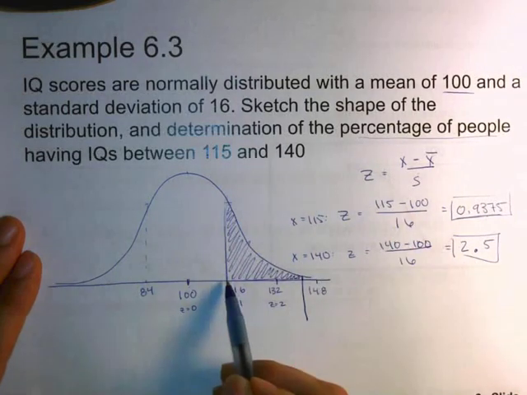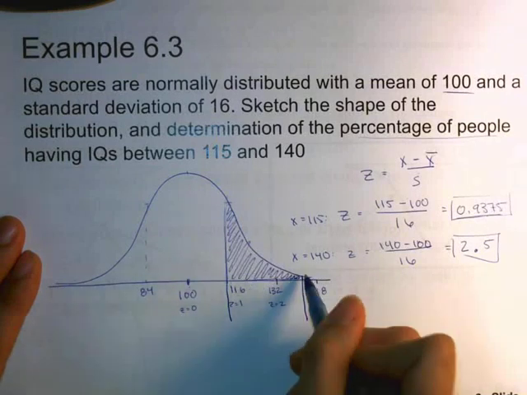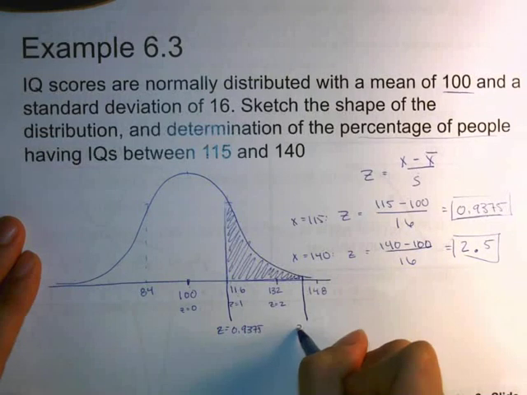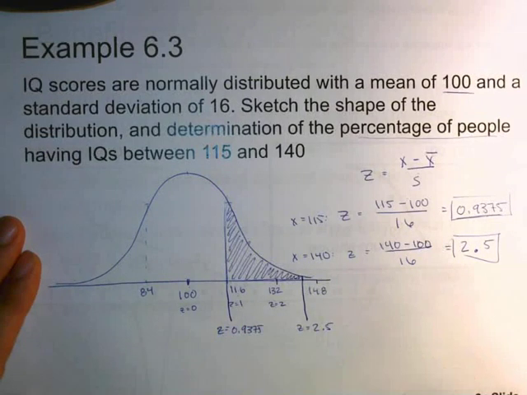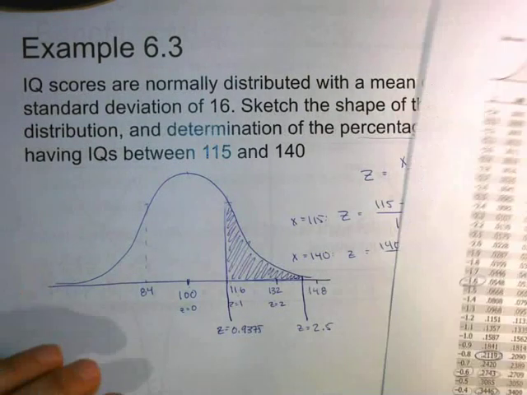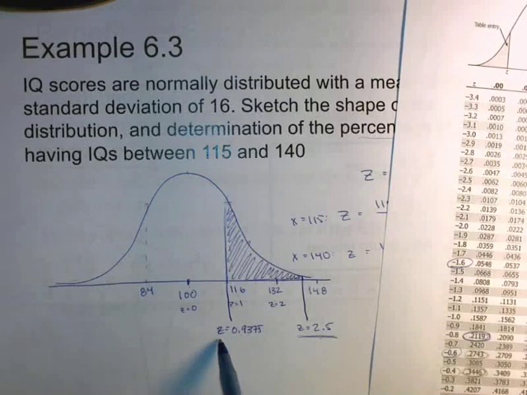So here is what I'm looking for: rather than having this data that I have no table for, I can transform this problem. Instead of being between 115 and 140, what I am actually looking for is the area of the curve between z is 0.9375 and z is 2.5.